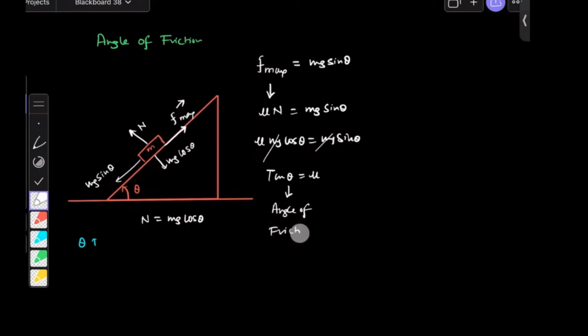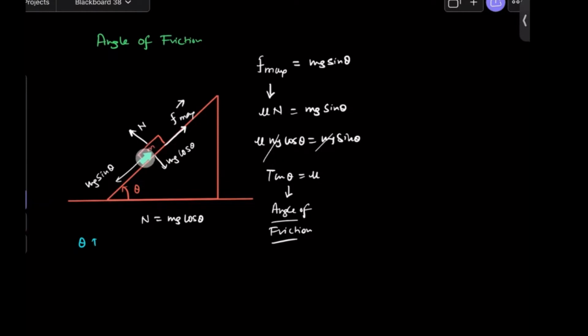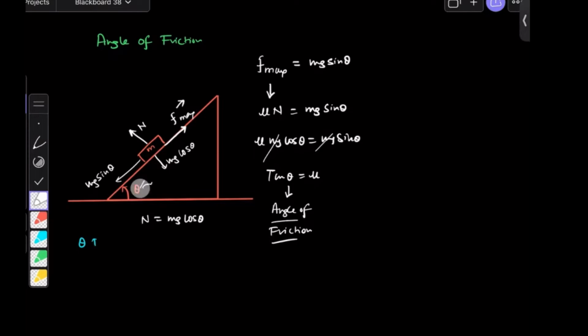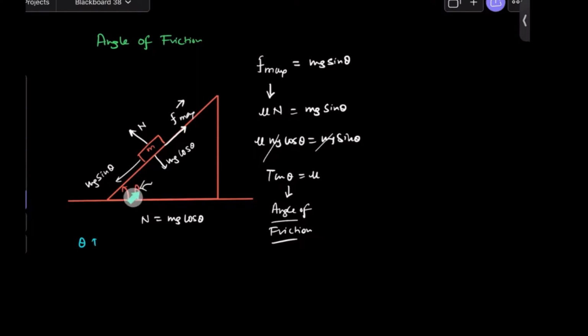I hope everyone got it now. Quite a simple thing. Those who have come late, I'll repeat it for them. We've got a block kept on an inclined plane, and an arrangement by which I can change the inclination, the angle theta. We'll keep on increasing this angle theta very slowly from 0, and we'll see a moment when this block is just about to start to slip.